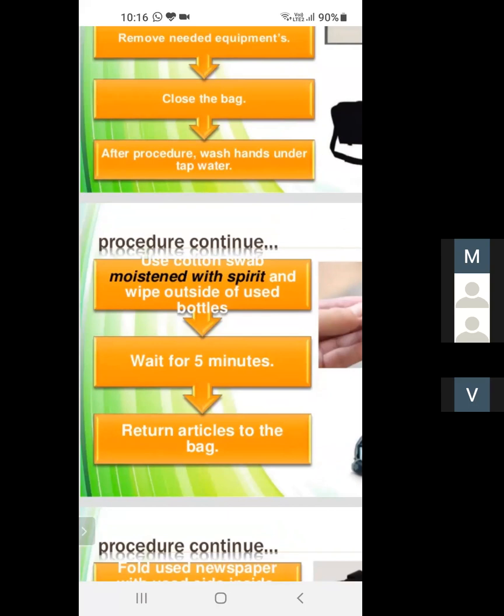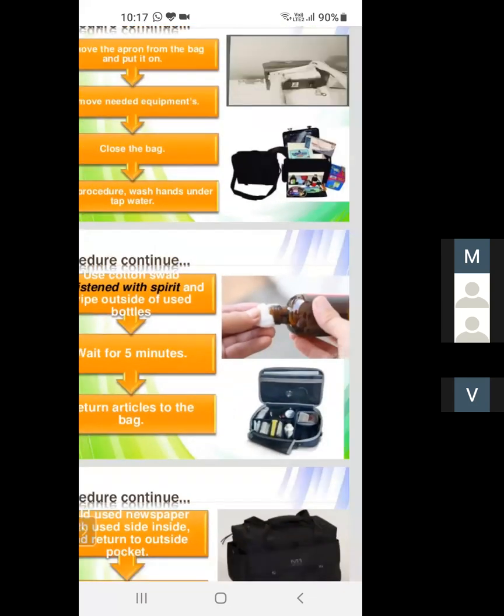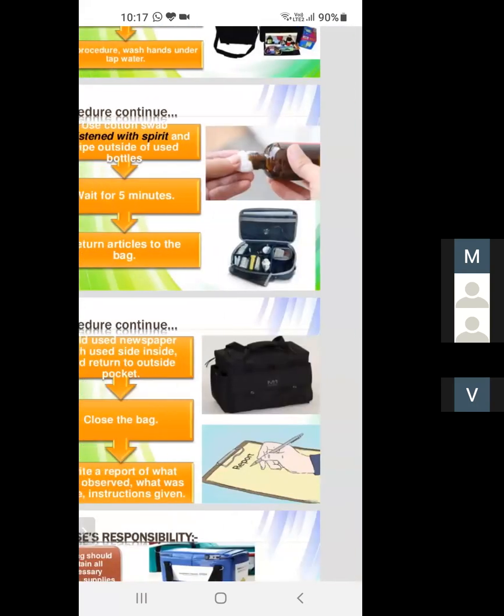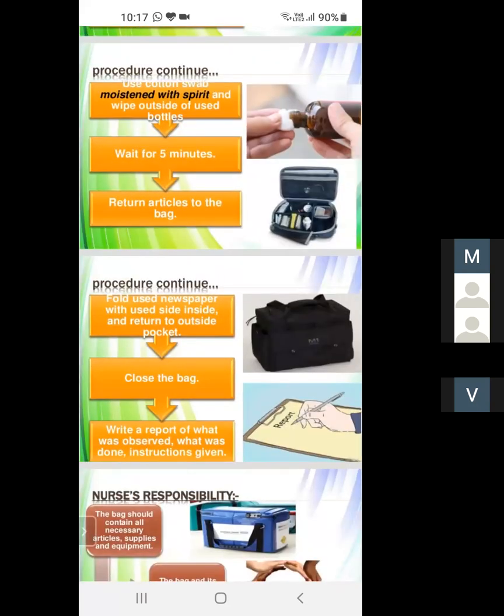If we use cotton swab, moisture wipe outside, use a bottle and wait for 5 minutes, return articles to the bag. What is the procedure? Then you do the procedure, then keep inside all articles and then you wash your hand. Okay, and fold used newspaper with used side inside and return to outside pocket. It means fold used newspaper with the used side inside, where the used side of the newspaper will be inside, and return it to the outside pocket. You keep it in an outside pocket.